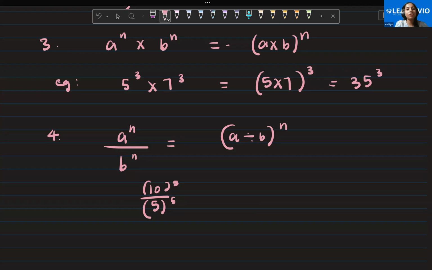So let's say we have 10 raised to the power of 5 divided by 5 raised to the power of 5. I'll just simply divide 10 and 5, and the power will be 5. I already know that 5 ones are 5 and 5 twos are 10. So on dividing, I'll get 2 raised to the power of 5.